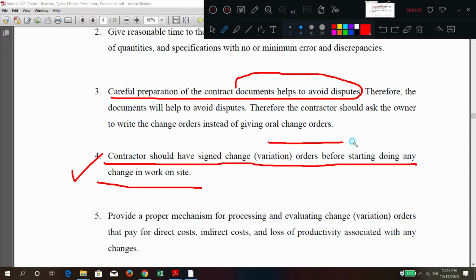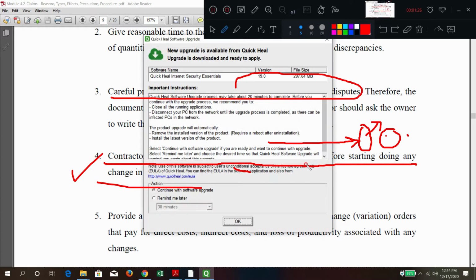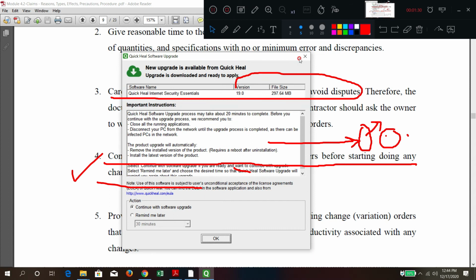As the execution is continuous, suddenly somewhere in the middle the client has told, okay, you can change this work. He has changed the drawing, or the quantity, or something in the specification. Client and contractor both should sign on that document for the change, and that is called a change order. Are you getting this? What do you mean by change order?